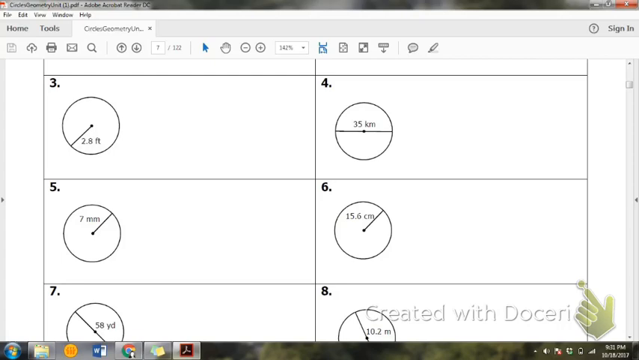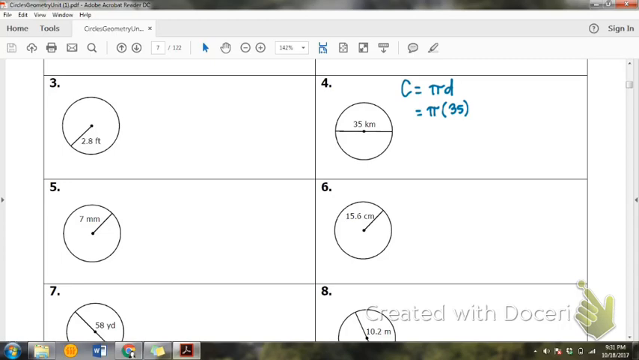If I find the circumference first, that is 2, and now I have the diameter on this one, right? So I'm going to go pi times diameter. So I have pi times 35. And again, we're using our calculator for the pi.